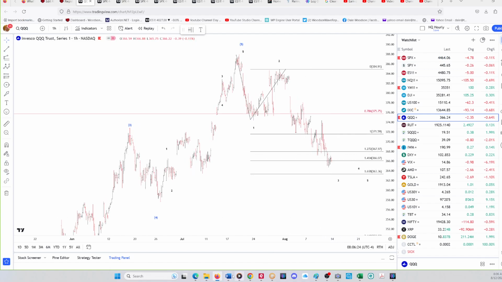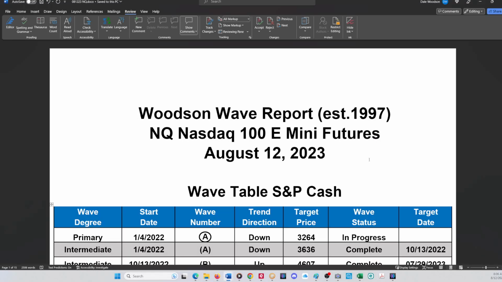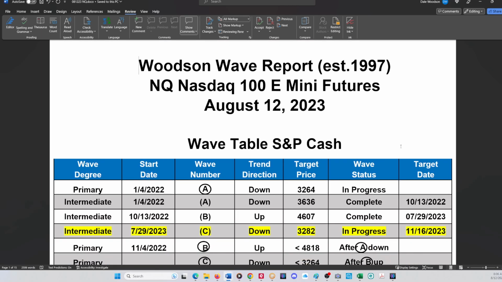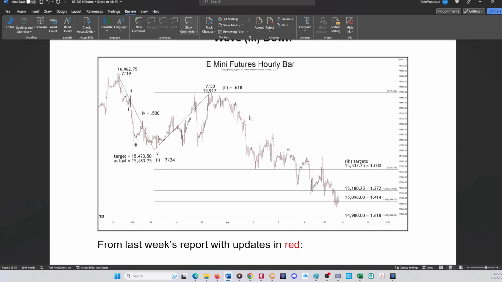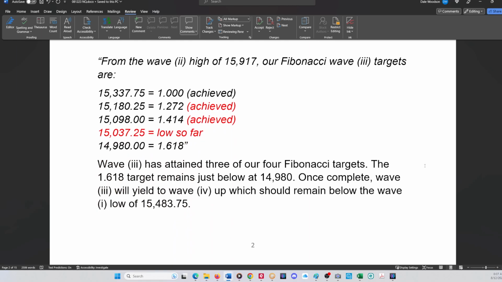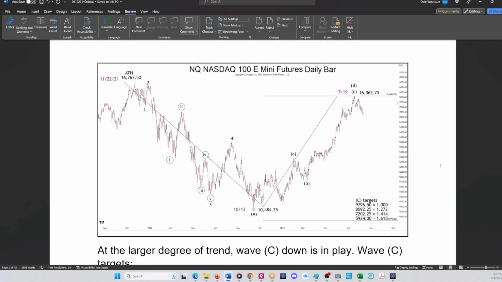To get the bigger picture here, let's look at our NQ subscription. We update this once a week. It's in our subscription. This is the NQ E-mini futures. Just put this out earlier this morning, and again, this is the hourly count that we just showed. You can see those targets there. It's just in 3, just in between the 1.414 and the 1.618. And then I wanted to show you guys the bigger picture. That's the update from the previous week, and the bigger picture is here.